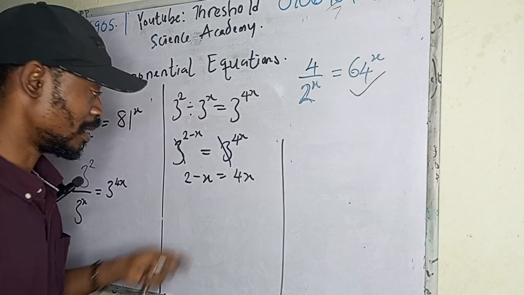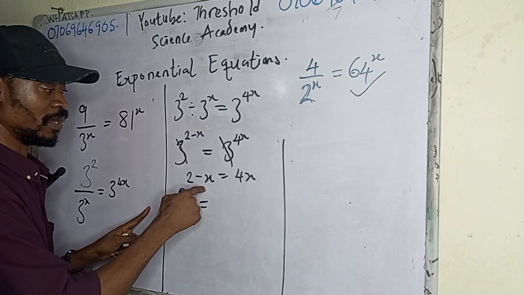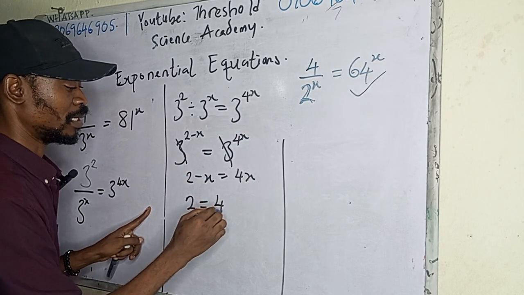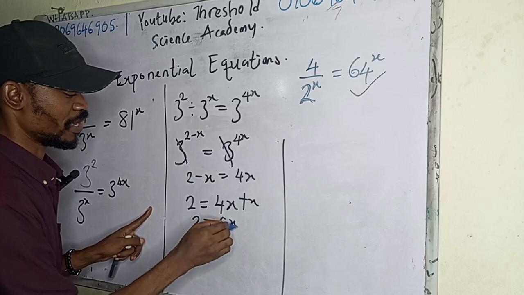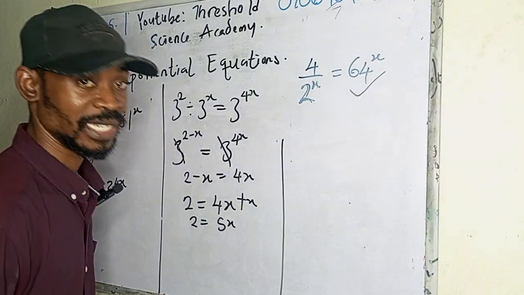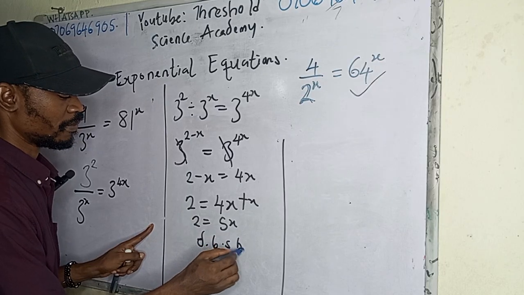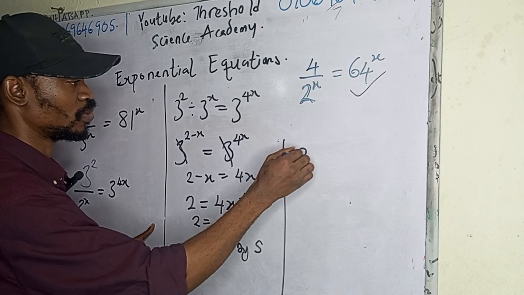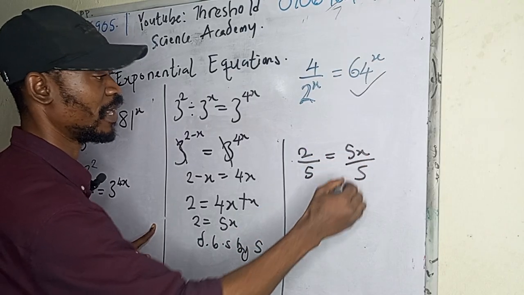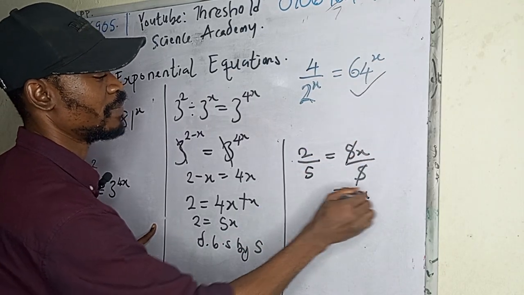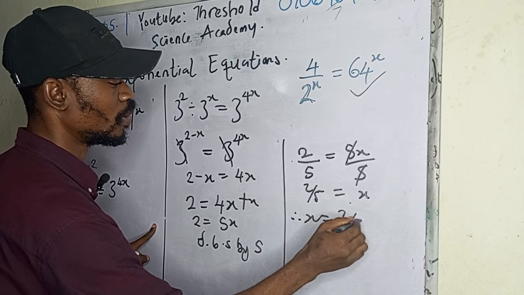Just collect like terms and simplify. So I'm going to transfer minus x to the other side. I'm going to be having 2 equals 4x plus x, which is 5x. Then looking for my x, I'll divide both sides by 5. So I have 2 divided by 5 equals 5x divided by 5. So 5 will cancel 5. Then my x is going to be equal to 2/5. Therefore, x equals 2 over 5.